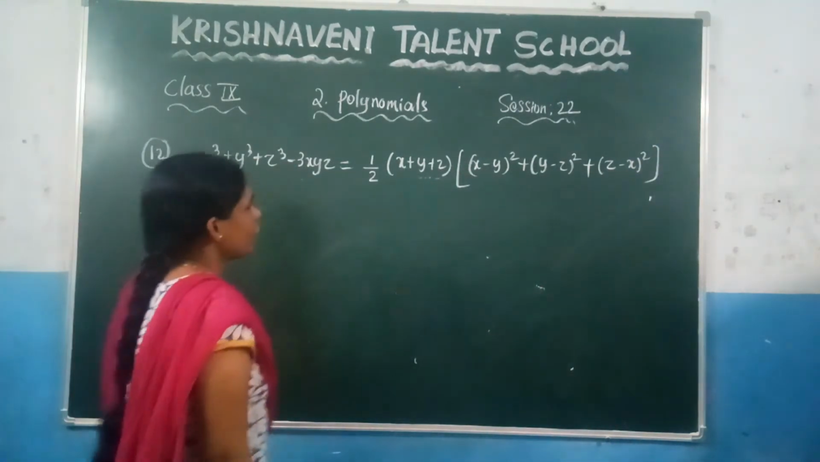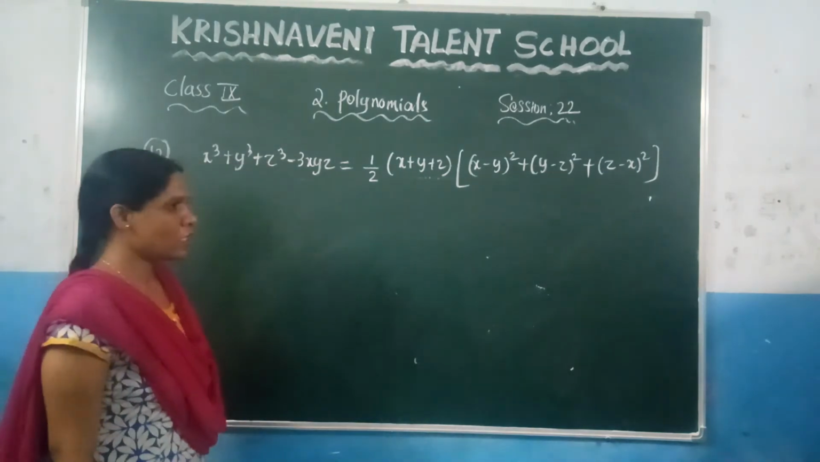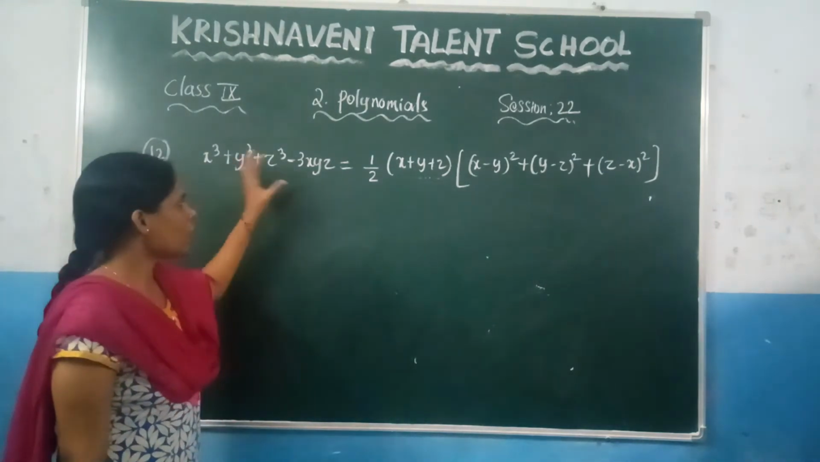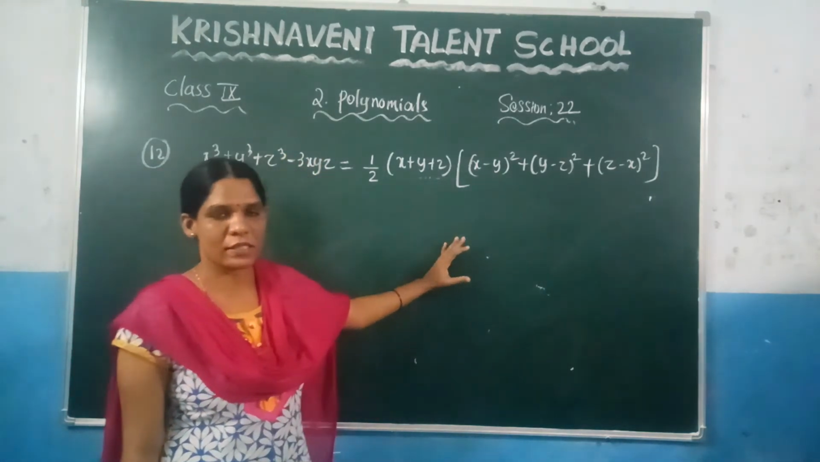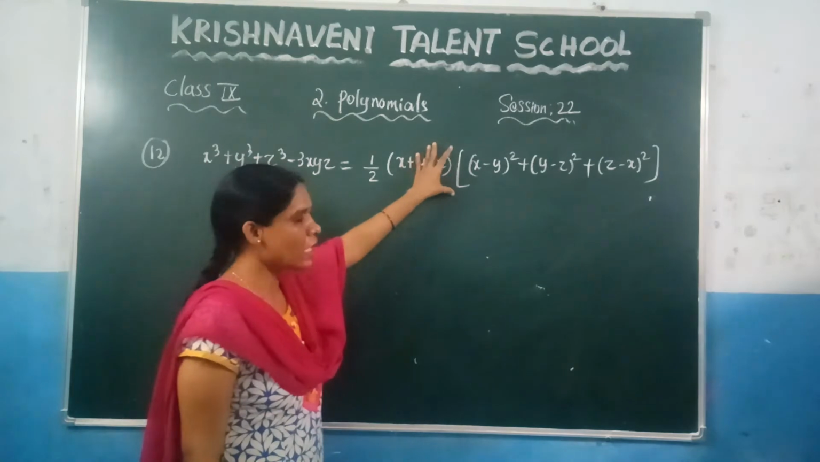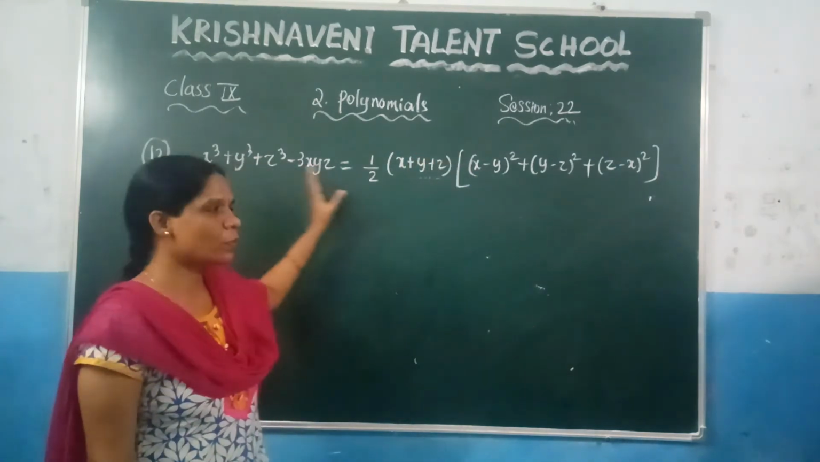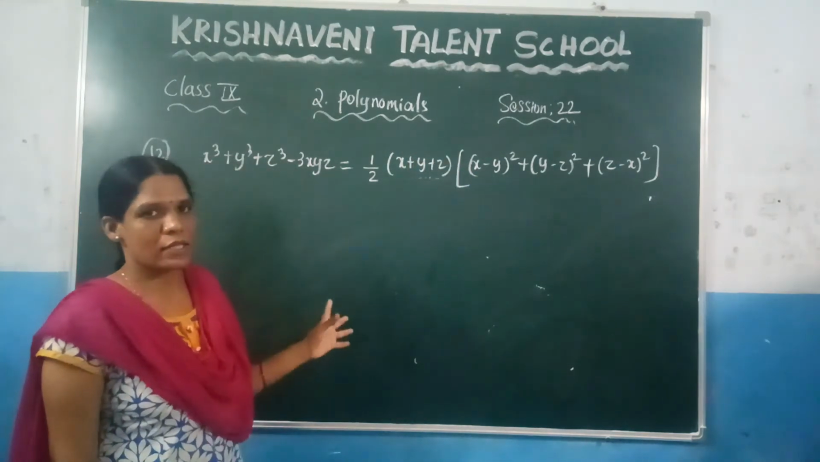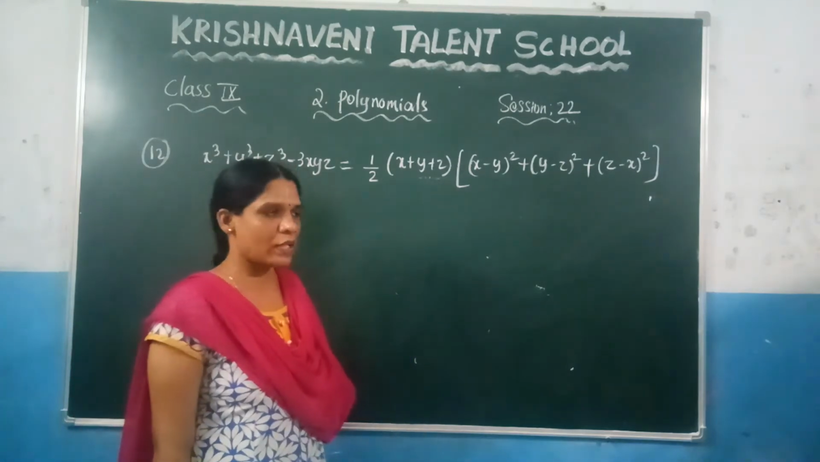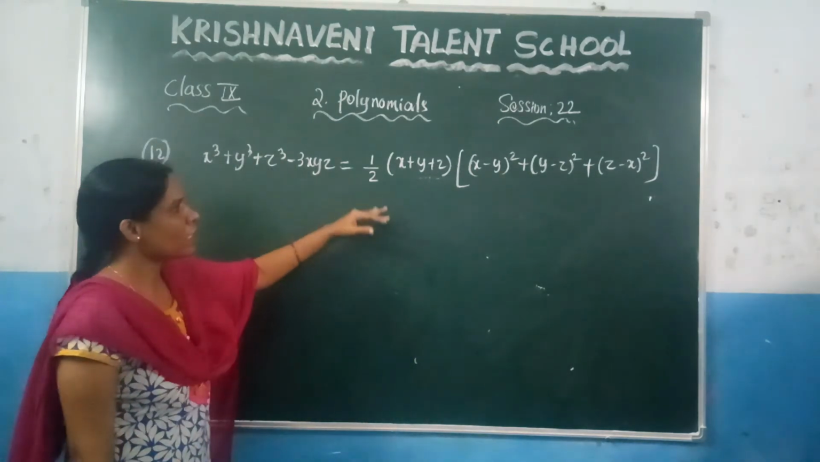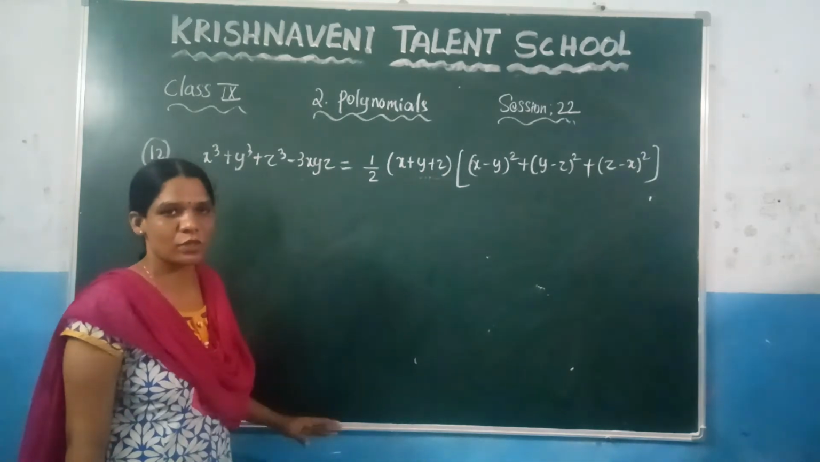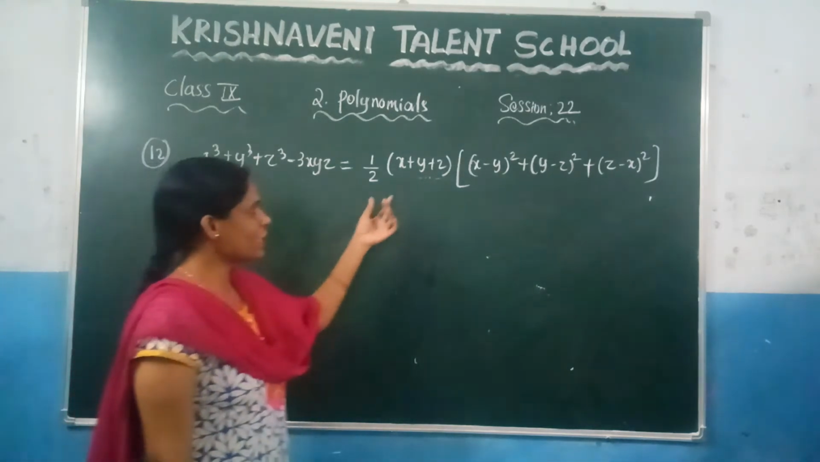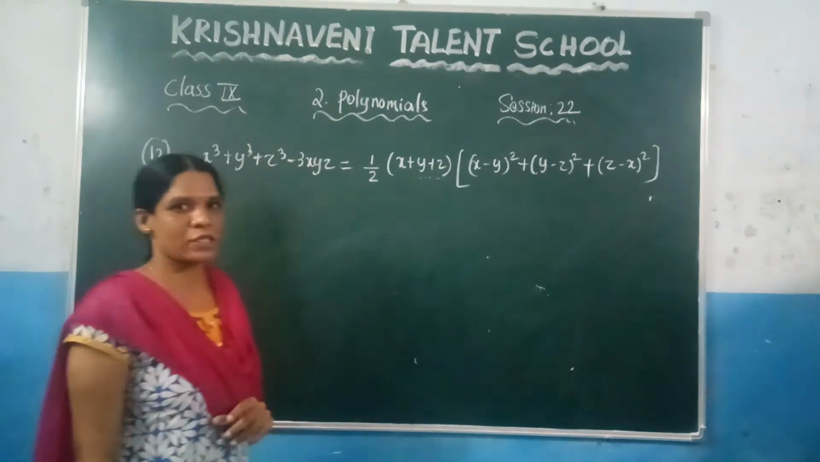So here you need to verify this equation. That means you can take the LHS and prove it is equal to RHS, or you can take the RHS value and prove that it is equal to LHS. You can do it in any of the ways. Since I am taking the RHS part here, I will prove RHS is equal to LHS. So let us take this one.